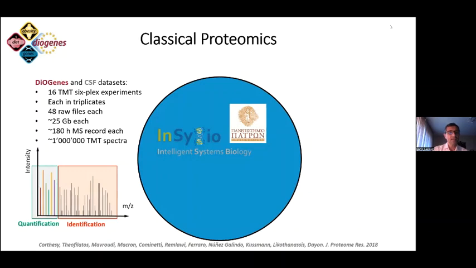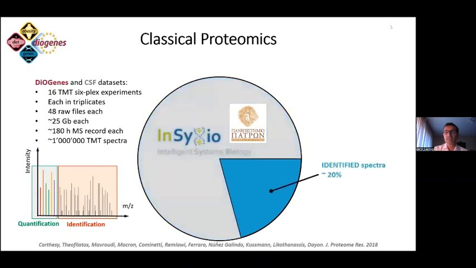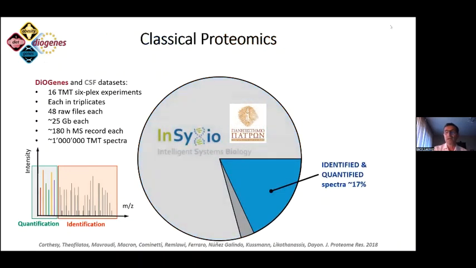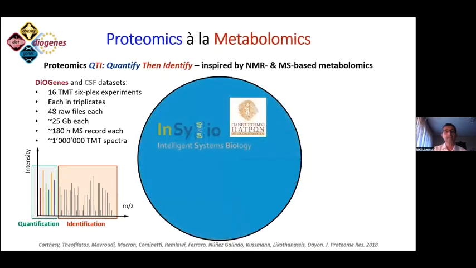So when you do first identification and then you quantify the identified peptides, you typically see this, that about one fifth of the spectra yields protein identification, and then about 17% of these spectra actually yield not only identification but also quantification. However, when you change the mindset and be inspired by metabolomics, which is largely based on NMR spectroscopy and more recently also on mass spectrometry, we tried actually to do it the other way around.